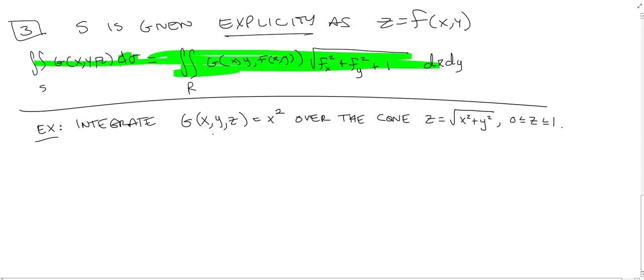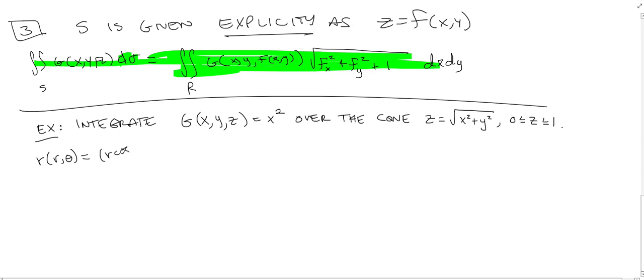So we're going to integrate the function x squared over the cone z equals square root of x squared plus y squared, where z goes from 0 to 1. So what we're going to do is parameterize this surface using a vector function of 2 variables, and then use version 1 of our surface integrals. The reason for this is because it's going to be easier to do it this way than if we leave this in explicit form, and I'll show you that way at the end here.